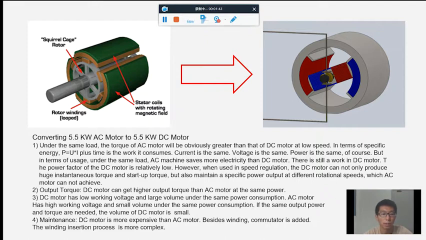The AC motor has high working voltage and small volume at the same power consumption. If the same output power and torque are needed, the volume of the DC motor is small. Fourth, the DC motor is more expensive than the AC motor. Besides, a commutator is added. The insertion process is more complex.